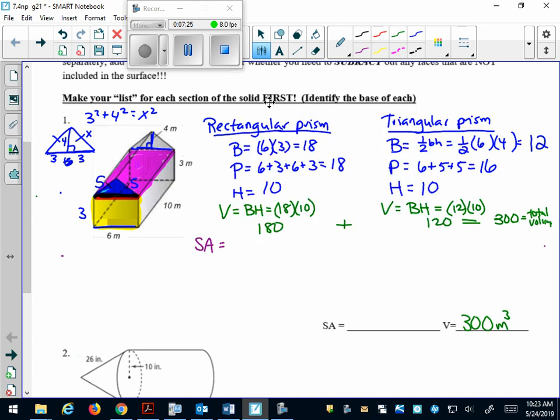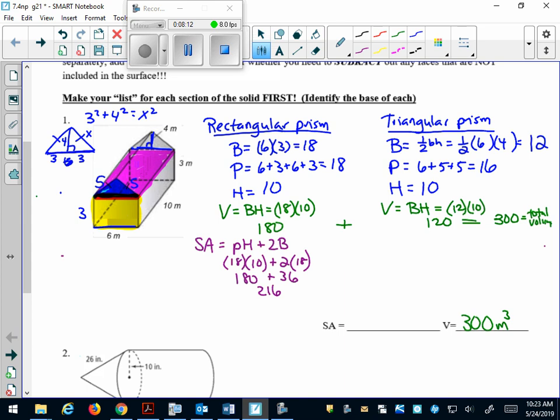Okay, so I'm going to do the full straight surface area formula, and then I'm going to subtract that out at the end. So pH plus 2B is the surface area formula for a prism. I'm going to plug in what I know here. Perimeter is 18, height is 10, area of the base also 18. 180 plus 36 is 216. So that's the full and entire complete surface area of the rectangular prism on the bottom.